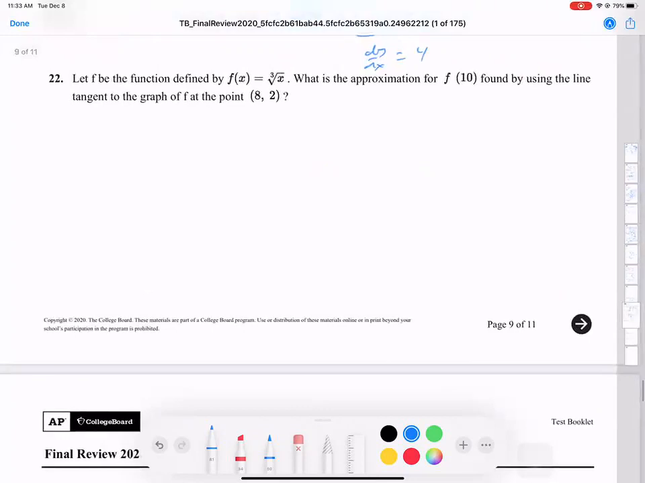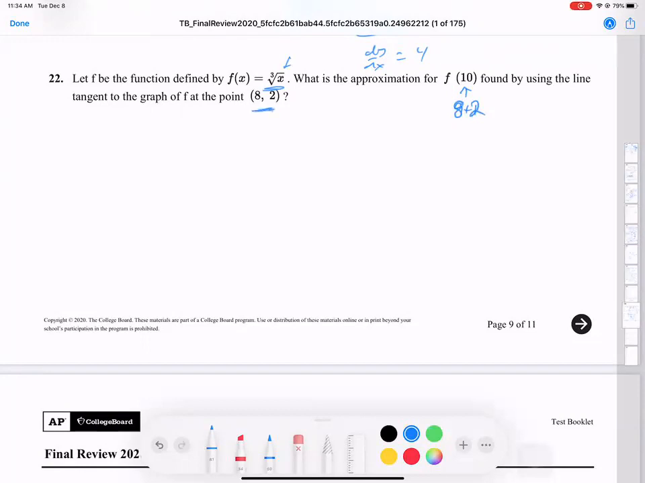Let f be the function defined by this here. Approximately, what is the approximation for f of 10 found by using the line tangent? Okay. So why did they choose 10? It is because 9 plus 1 is 10. And we know, whoa, shoot. That was a cube root, never mind. We know the cube root of 8 is 2. 8 plus 2, yeah. The even total is 8 plus 2, right?